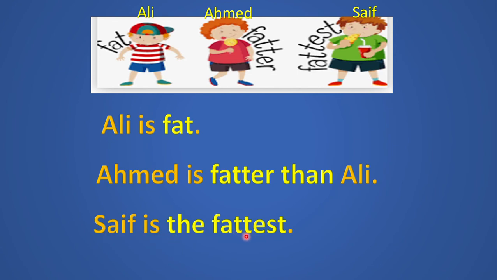Let us have another sentence. Saif is the fattest. Can you see Saif here? Saif is the fattest. He is the top. He's the maximum. He is the fattest among the three. Saif is the fattest. So when I add est, I must use the article the fattest. Why, my students, we double the T? Yeah, of course, we have a vowel before it.